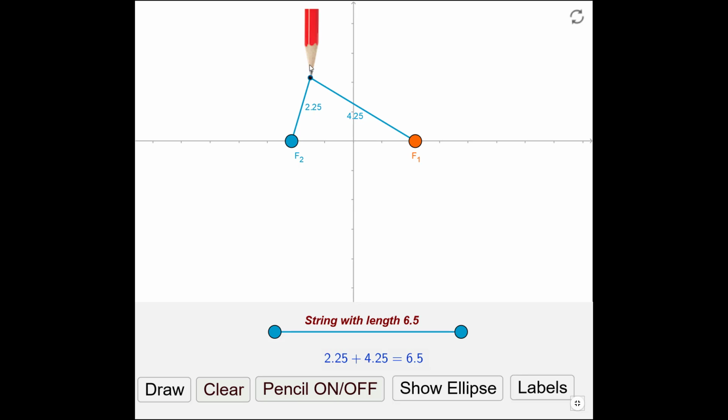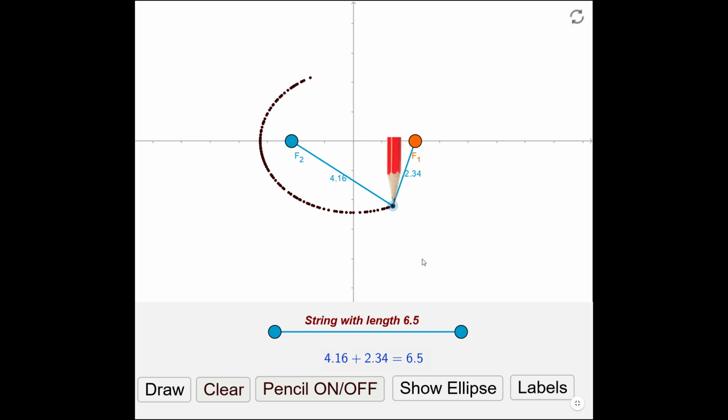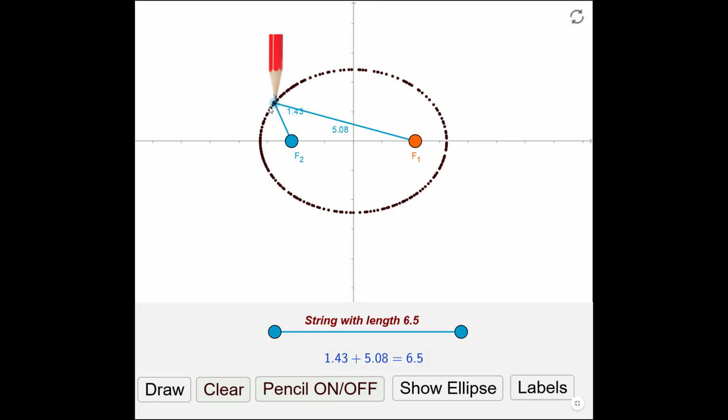If we were then to put a pencil or a pen or something, a marker, up against the edge of the string, and then start moving the pencil around so that the string stays tight all the way around, again, the total length of the string is the same, but each of those individual lengths change. So as we move around, we're going to trace out an ellipse.